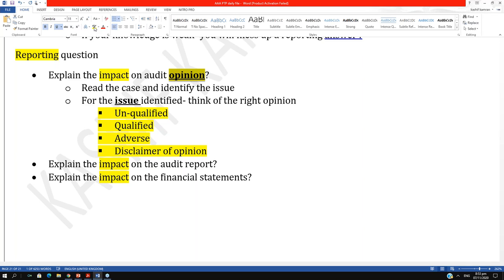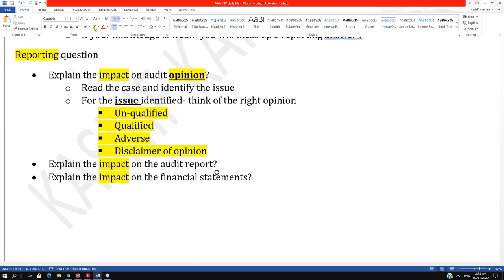So when the question asks for impact on opinion, will you know the radius of your answer? If anyone mistakenly writes emphasis of matter paragraph, will that be wrong in the first requirement? If someone writes key audit matter, will that be wrong? If someone writes material uncertainty relating to going concern, will that be wrong? Yes. Now look at the second requirement.